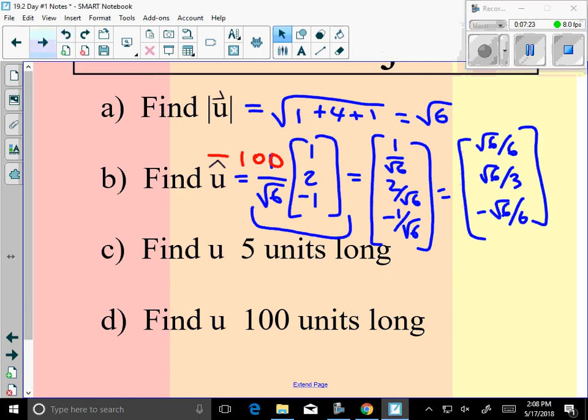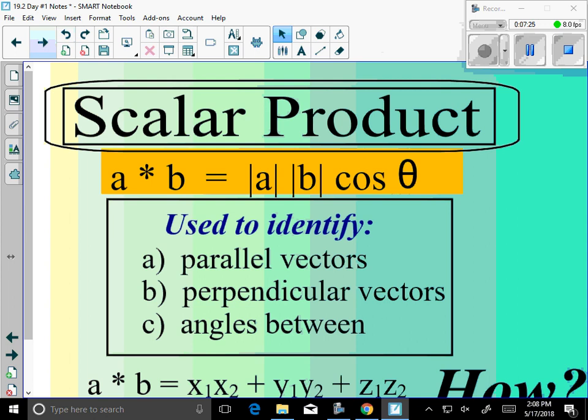Okay, let's move on. What we've done so far is we've added vectors, we've subtracted vectors, we've multiplied vectors by a scalar. If I multiply by a scalar, I can extend the vector, I can turn it in the opposite direction, or I can make a unit vector out of it. Now what we're going to do is multiply vectors.